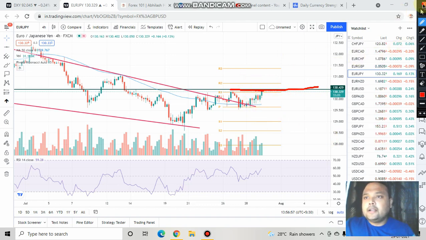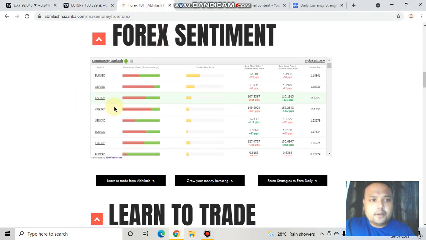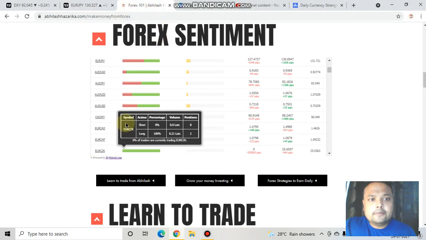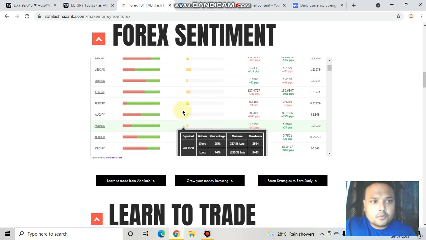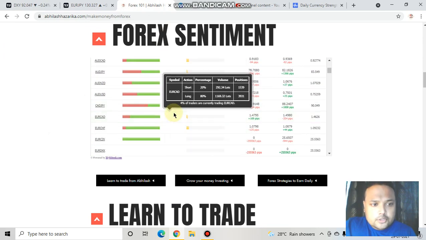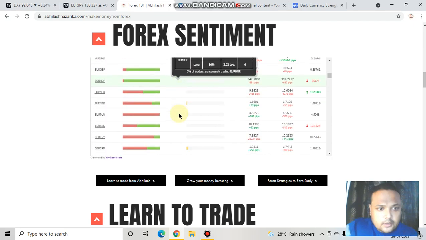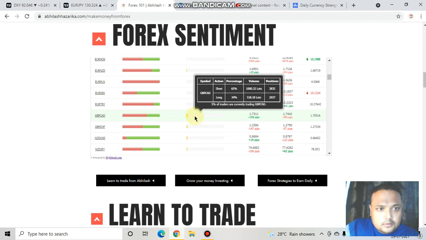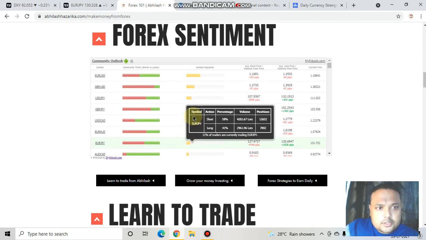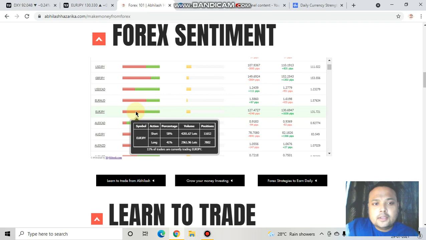On the other hand, if you look at the forex sentiment meter here, you can see that, EURJPY, yeah, there it is. The forex sentiment meter shows that 58% of traders have taken a short position, and 41% of retail traders are thinking that the market will be going up. So there is not much difference here. Somewhat we can say that retail traders are also kind of confused whether the market will be going up or going down.